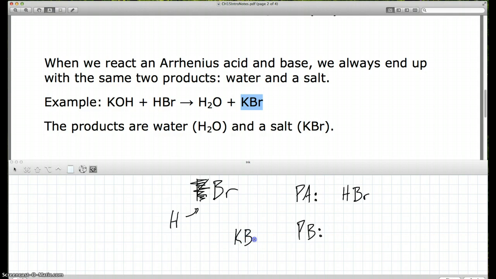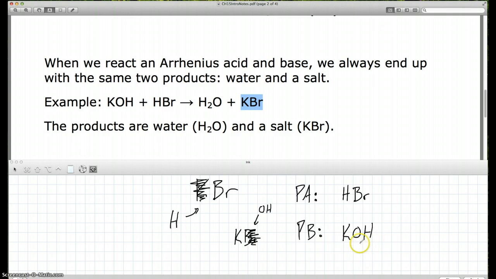Again, here is our salt. If I want to figure out the parent base, or the base that I started with, I know that bases always end in OH, so I'm just going to get rid of whatever it ends with, and in its place I want to put OH. So the parent base in this case would be KOH.